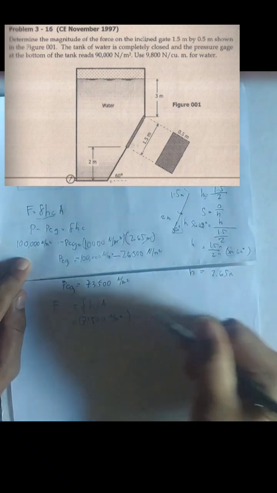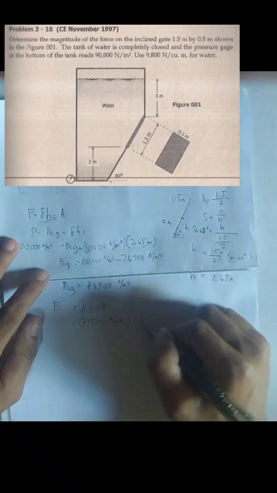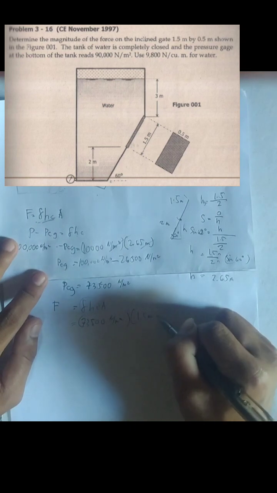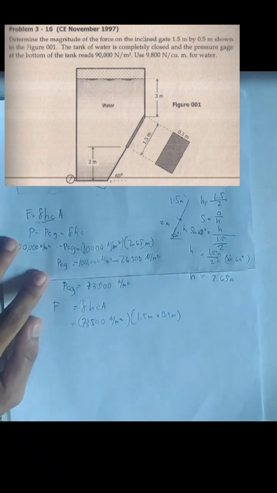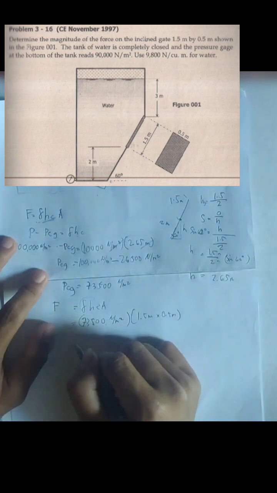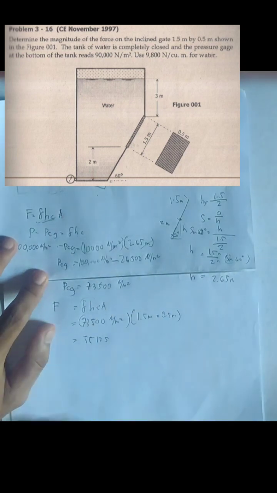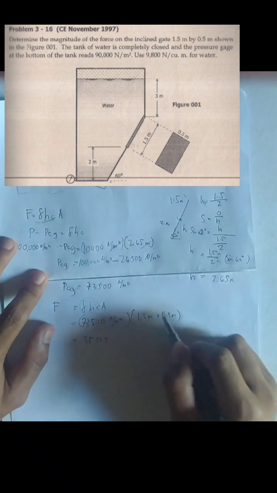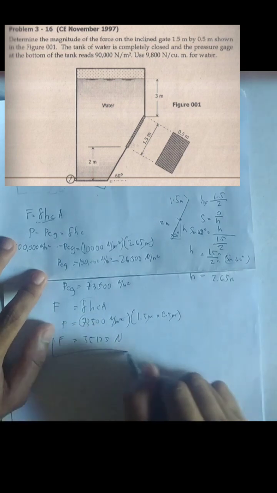times the area. What is this? The area of this rectangle. The formula for that is length times width, so we can easily put 1.5 meter times 0.5 meter. If you multiply these two, we get the answer of 55,125. Here we can cancel this meter, so we are left with Newton. That is our final answer for the problem.